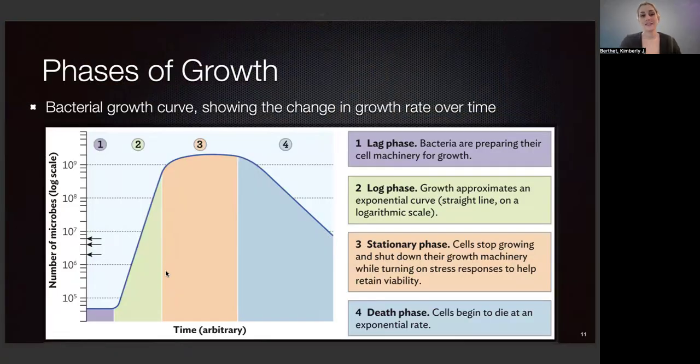Okay, let's look at phases of growth. Here we see 4 different phases of growth: lag, log, stationary, and death phase. On the bottom x-axis, we're looking at time. And on the y-axis, we're looking at number of microorganisms in a logarithmic scale. The first part, in purple, is lag phase, which we see as number 1 in the very left column.